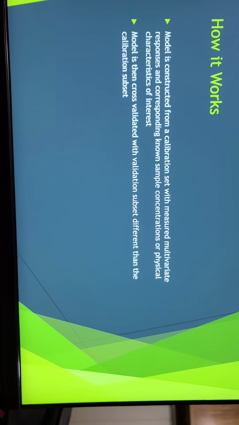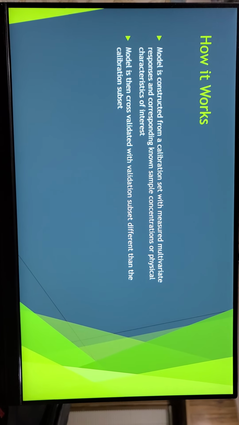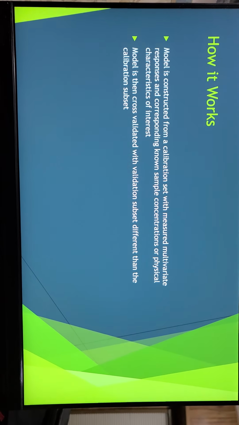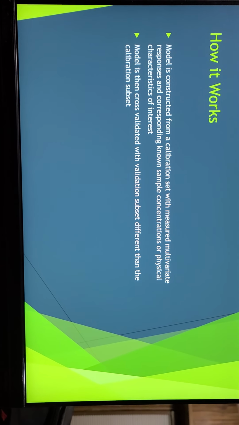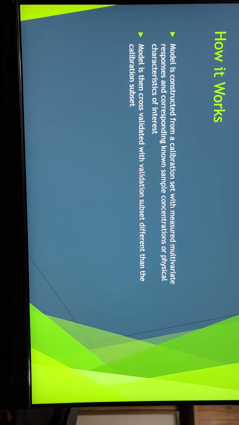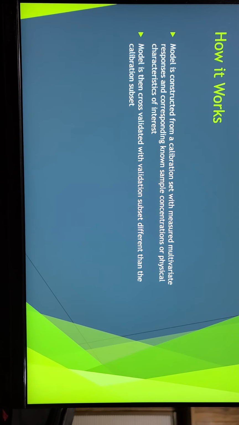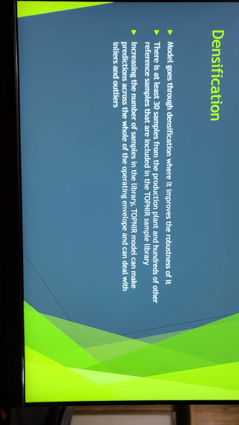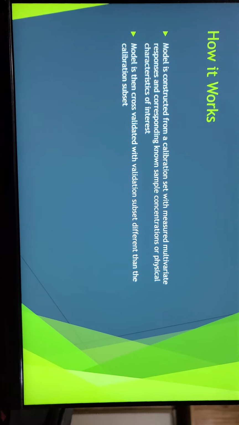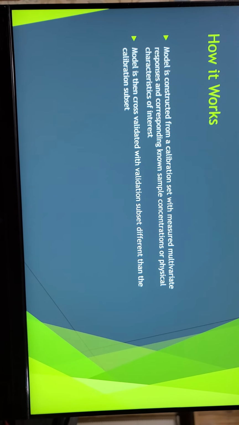And how it works is that a model is constructed from a calibration set with measured multivariate responses and corresponding known sample concentrations or the physical characteristics of interest that we are looking for. Once the model is made and you have all your data points, the model is then cross-validated with a validation subset that is different from the calibration subset. So once you calibrate it, you have your data points for your calibration, then you have your data points to validate that, hey, you are within range of what you're going for.